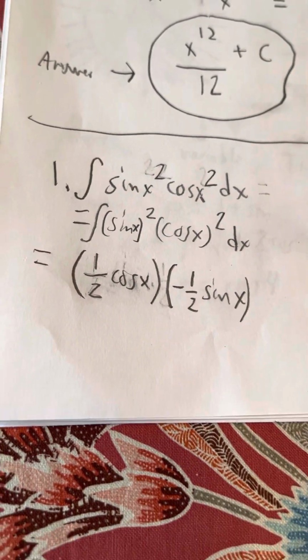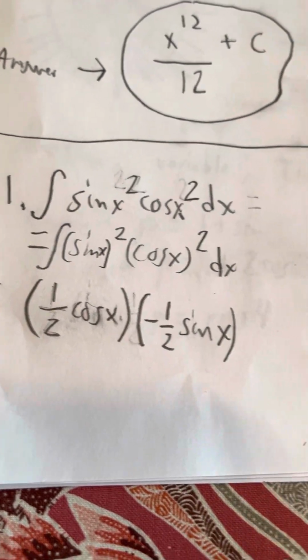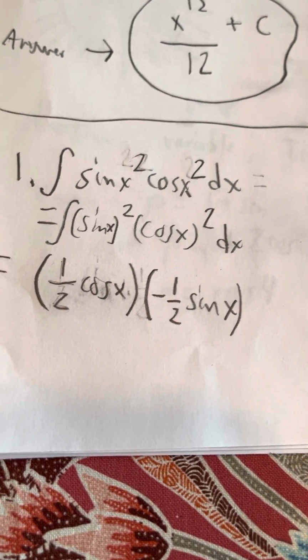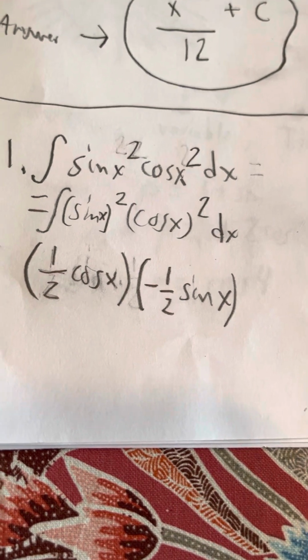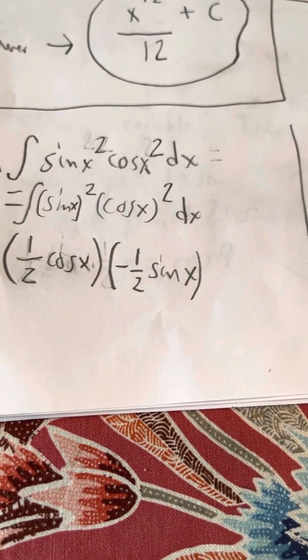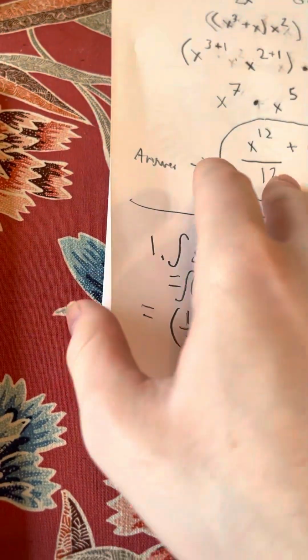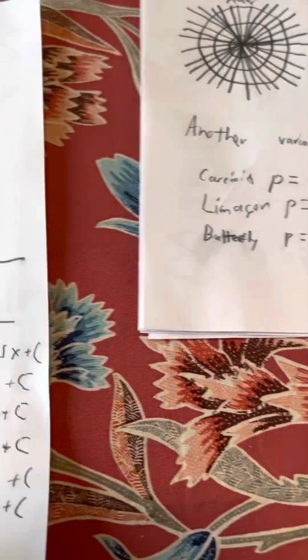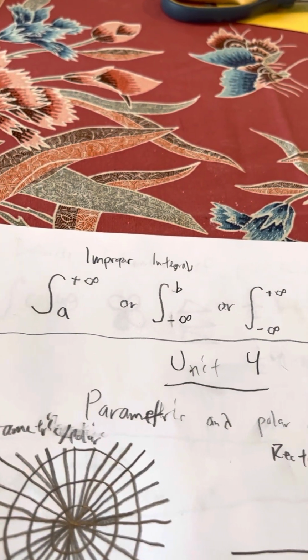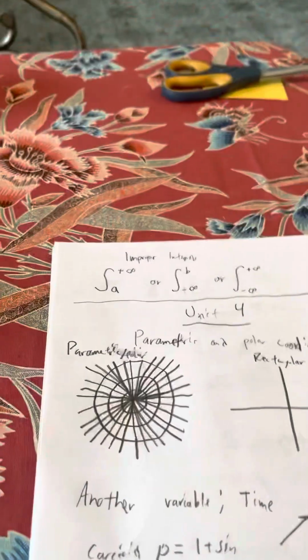And this is another problem. The integral of sine x squared, cosine x squared dx, just put the parentheses on and do half cosine x, half negative half sine x. Let's see if there's anything else in this unit. Right, improper integrals. When it comes to like infinity being on one of the limits.